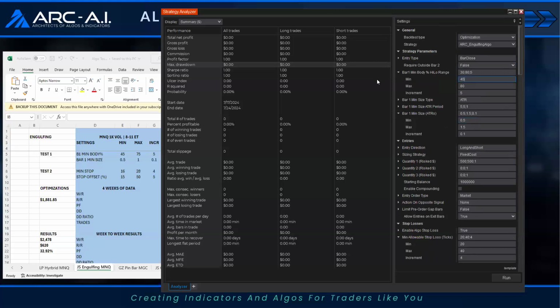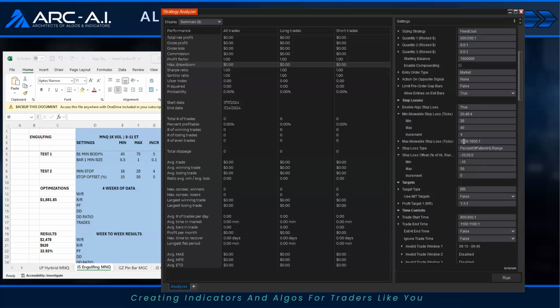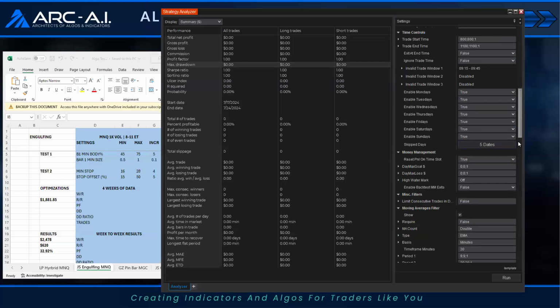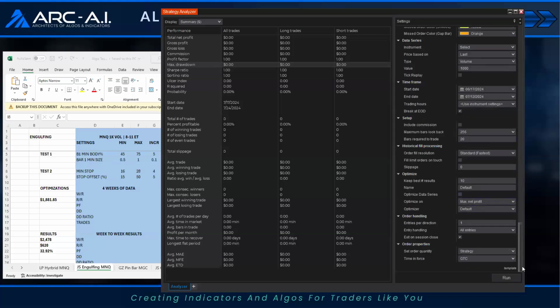So this can be 45 to 75. I'm going to go by fives. Next one, we can leave this as 0.5 to 1 because we can tighten that up. Minimum stop, can tighten this up to 16 to 28 by fours. And then this one is 15 to 50 by fives. So this would be a decent handful of iterations. You want to go down to, this is already set to max net profit.